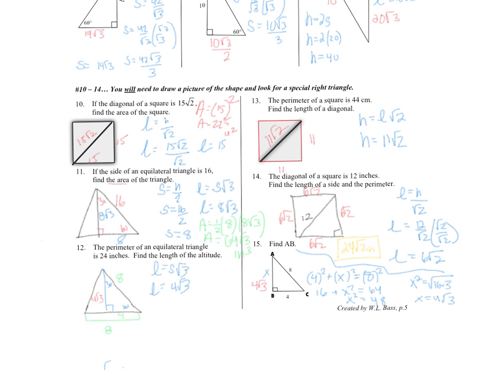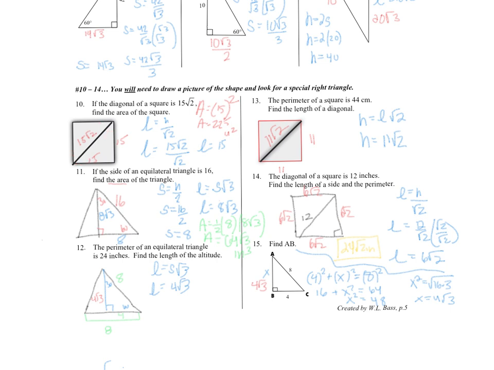Okay, so if we look at number 10, if the diagonal of a square is 15 times the square root of 2, find the area of the square. So here's our square. The diagonal of the square is 15 times the square root of 2. Find the area. Well, to find the area, we would need these two measurements. And if this is a square, that means each one of these angles is 90 degrees. And if this is our diagonal, that means that each one of these angles now are 45.